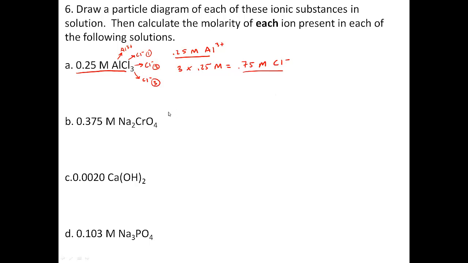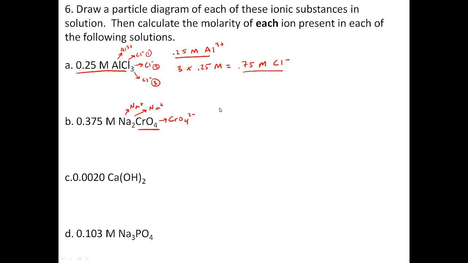All right, let's kind of move on and we'll see if we can make this a little bit clearer for you. So now I've got this ionic compound. Let's keep in mind how this breaks up. When this breaks up, you're going to get 2 sodium plus, and this is a polyatomic ion, CrO4. This is chromate. So this is going to stay as one chunk. The polyatomic ions stick together.